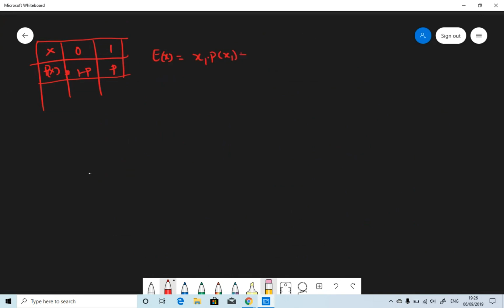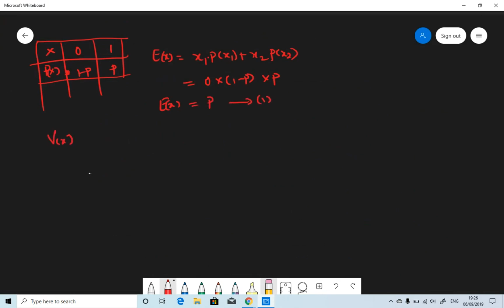Let us understand. Now x equal to 0 and 1, and P of x for 0 will be 1 minus p. This is my distribution table. Now, what is the expected value? x1 into p of x1 plus x2 into p of x2. So 0 into 1 minus p plus 1 into p gives expected value p. This is my equation 1.